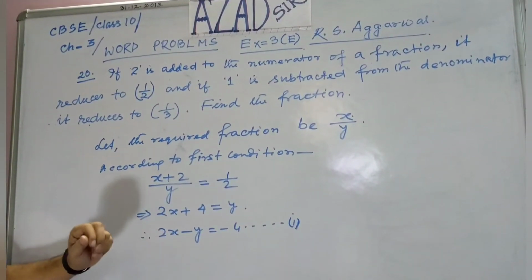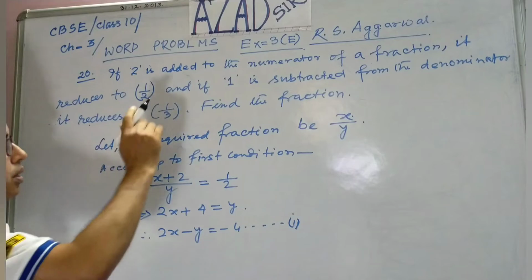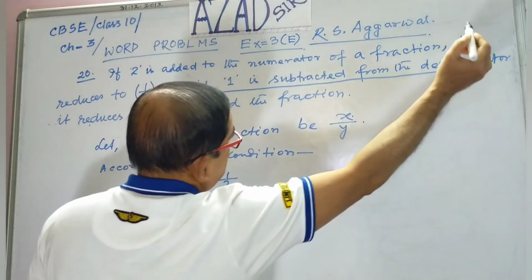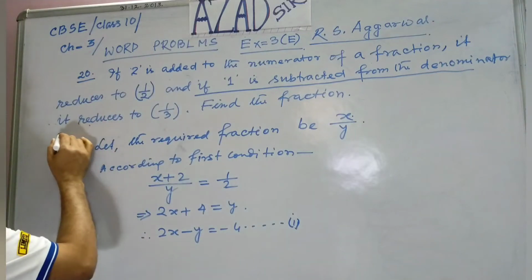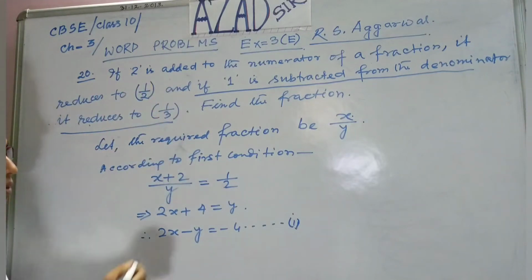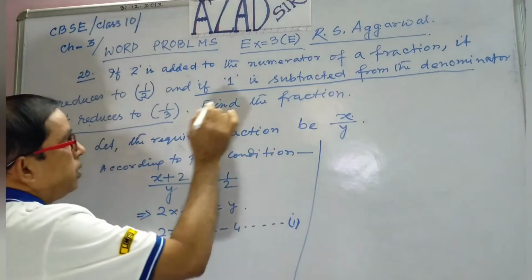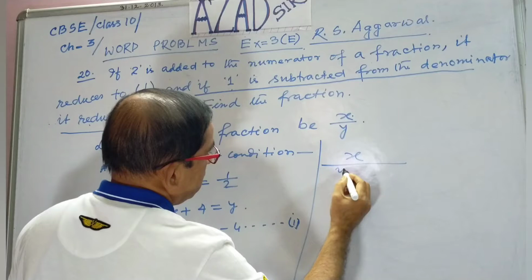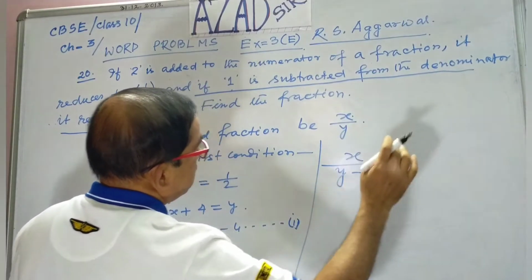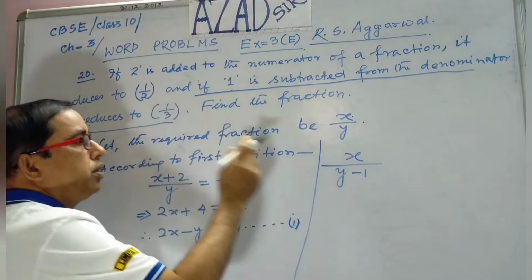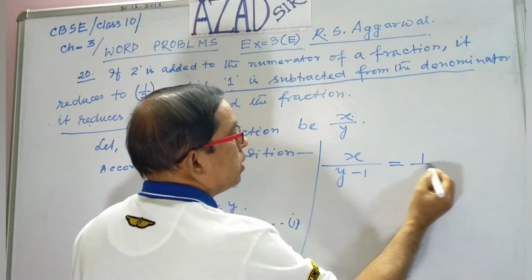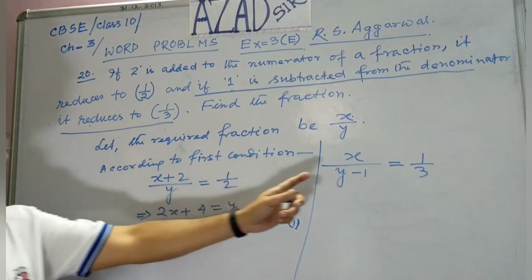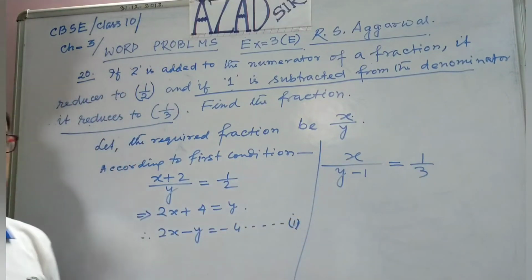Now I want to go to the second part. In the second part it is given that, see here, if 1 is subtracted from the denominator, it reduces to 1 by 3. I want to subtract 1 from the denominator, so it will be x by y minus 1. The fraction reduces to 1 by 3, so I want to write 1 by 3. Now the fraction becomes 1 by 3. Reduces to means the fraction newly becomes 1 by 3.